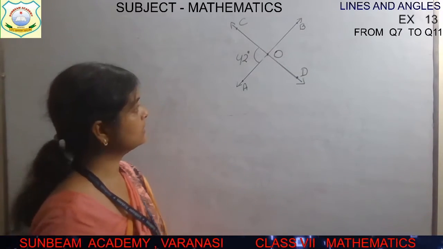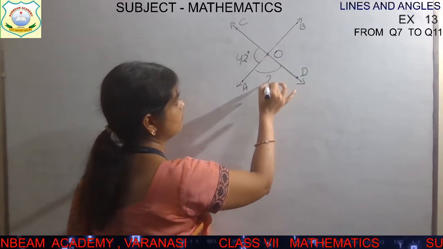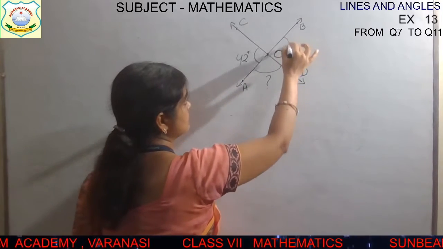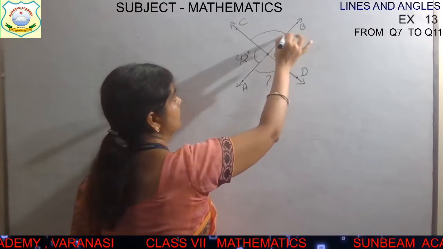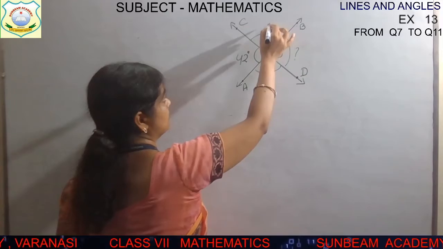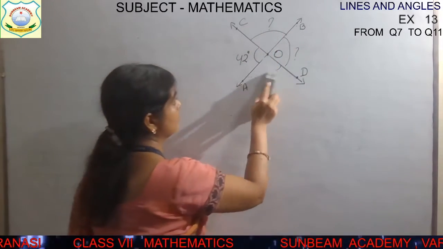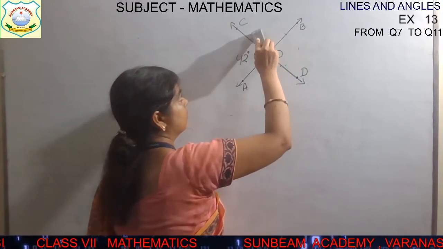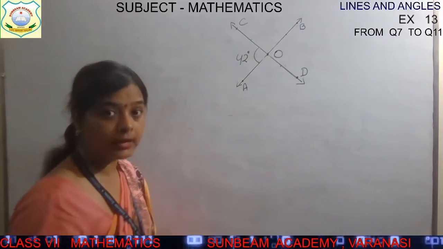AOD, where is AOD? AOD, this one you have to find. BOD, this one you have to find, and COB or BOC, both are same. You can call it COB or BOC. This also means all the rest of 3 angles you have to find. This angle, the another angle, and this third angle. Because if the 2 lines intersect with each other, they will form 4 angles.